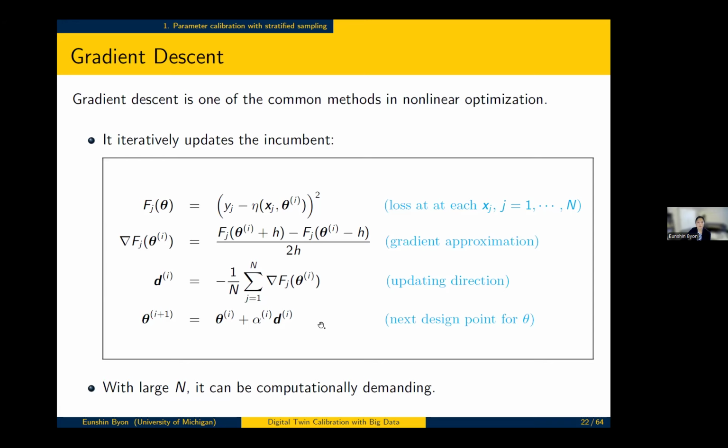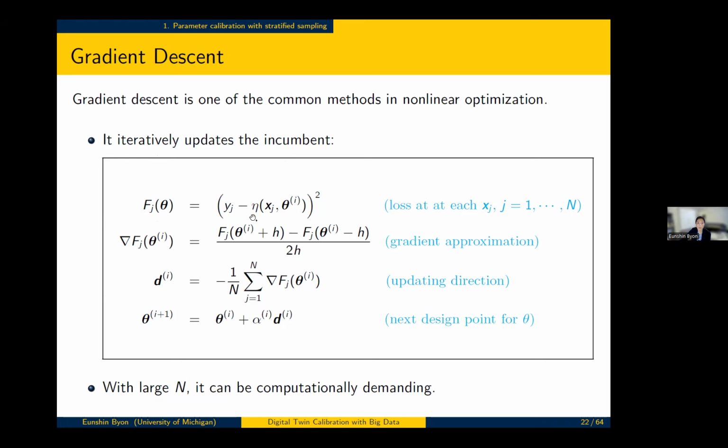So gradient descent, I guess all of you know gradient descent. We studied this in the nonlinear optimization class, right? So gradient descent is one of the common methods in nonlinear optimization, and it iteratively updates the incumbent. So here we have loss at each x_j. So we have the n data points, and we can run simulation at each x_j to compute the empirical loss, okay? And we need to compute the gradient at each data point x_j.